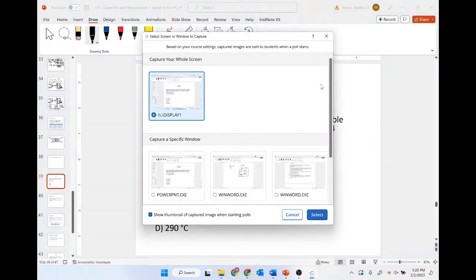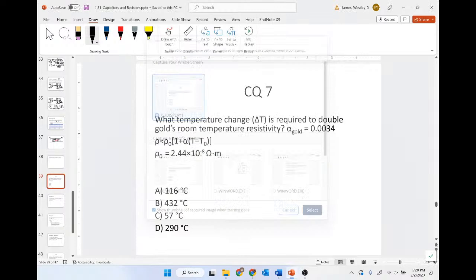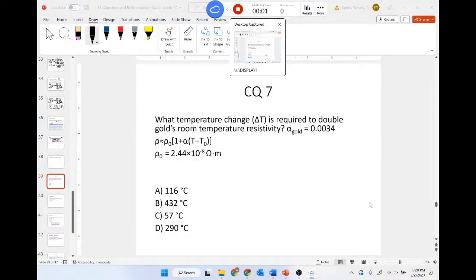Here's the equation. This will be just a good kind of math practice, but I will leave this open and let you correct your answer, because normally clicker questions don't involve math. This one does. So I will solve it with you all and leave it open and let you change your answer. It says, what temperature change is required to double gold's room temperature resistivity?